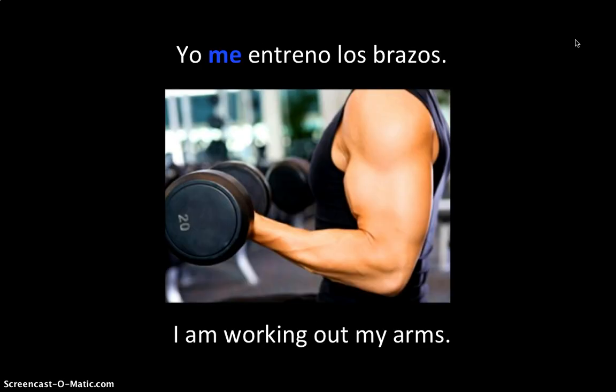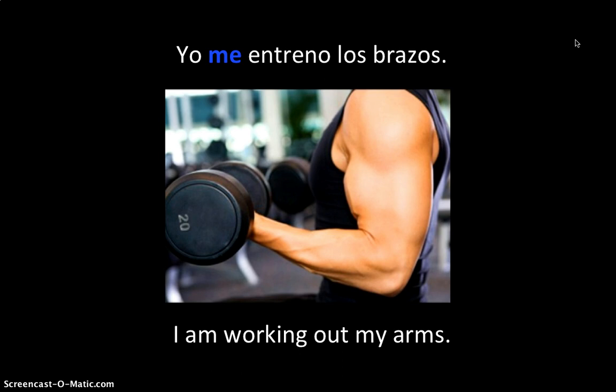Yo me entreno los brazos. So the verb we're using here is entrenarse. AR verb. Notice on the infinitive we have a se. But here when we're using it now, we conjugate it. Yo me entreno los brazos. Again, let's look at our translation. Excuse me. This is what throws students off.